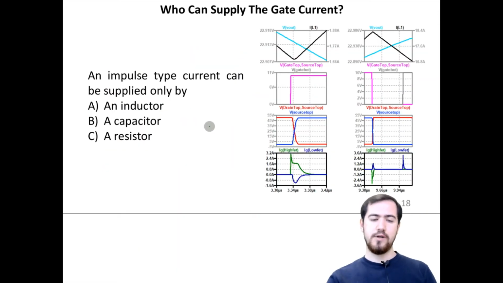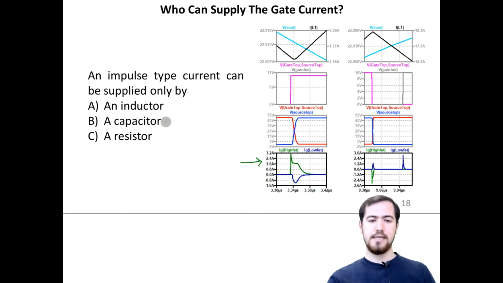So here a question comes for you. We had investigated the profile of the gate current, and it is impulse type. What I mean is that it goes to several amps in a small amount of time. So the question is, an impulse type current can be supplied only by an inductor, a capacitor, or a resistor. Which one do you think is correct?